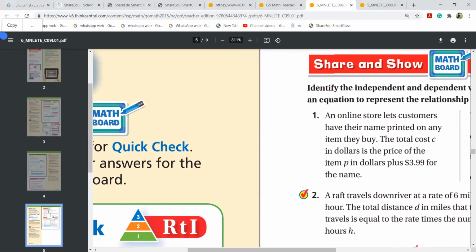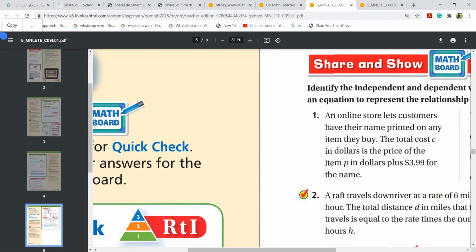Malak, read this. An online store lets customers have their name painted on any item they buy. The total cost, C in dollars, is the price of the item, P in dollars, plus $3.99 for the name. Okay.